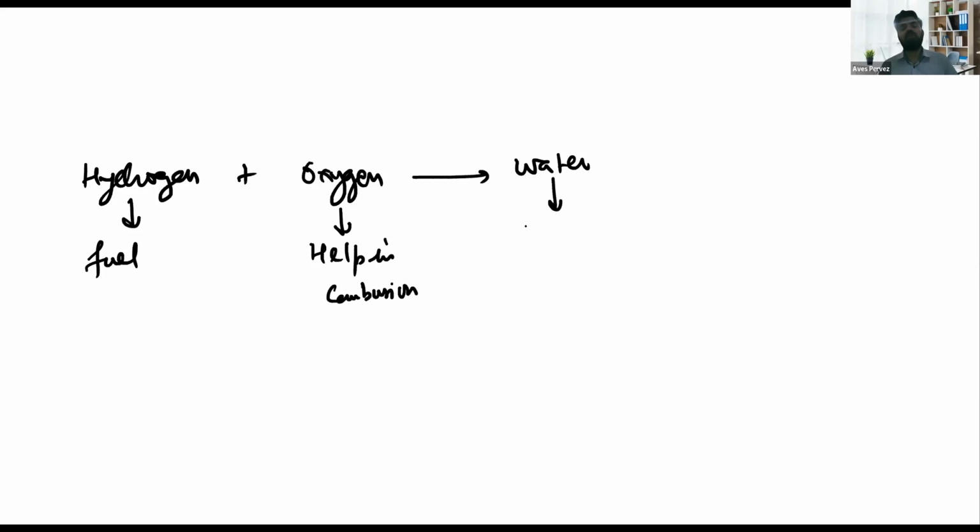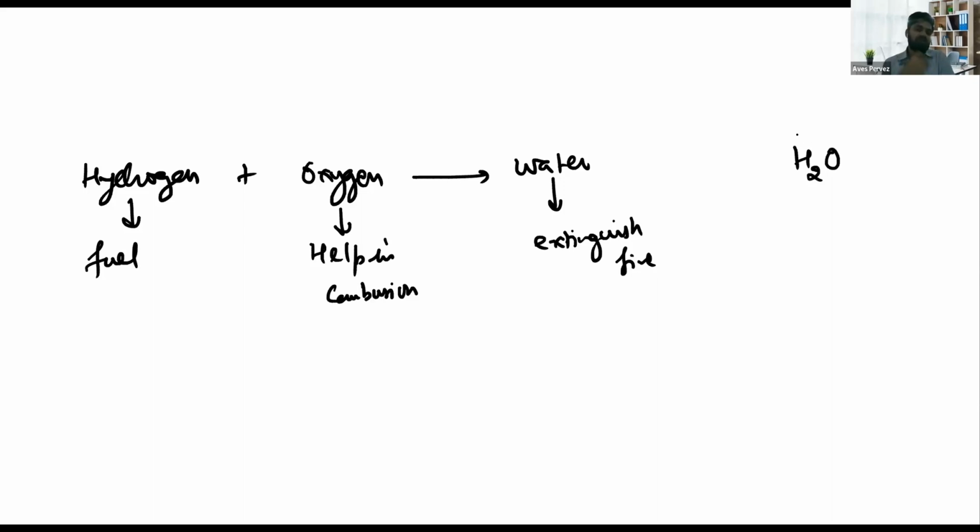Okay. But what does water do? It puts out fire. It extinguishes fire. Okay. So you see that in water, hydrogen and oxygen are forgetting their identity.